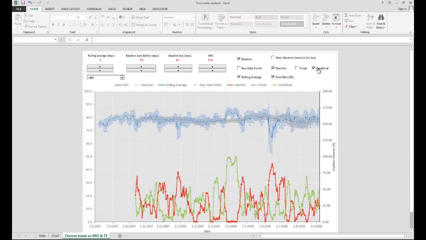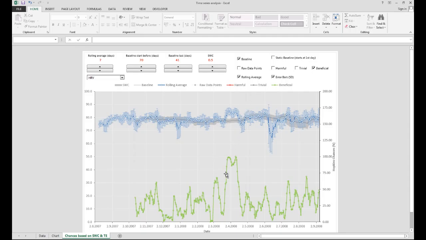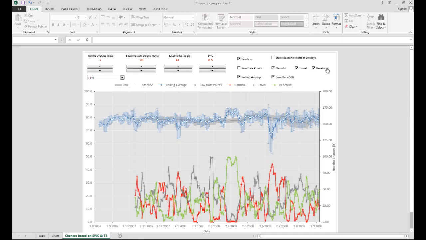And beneficial, I'm going to hide harmful. Beneficial is over here. One thing to remember, the sum of harmful, trivial, and beneficial is 100%, or 1 in terms of probability. So for each vertical line, these three, 1, 2, 3, sum up to 100.